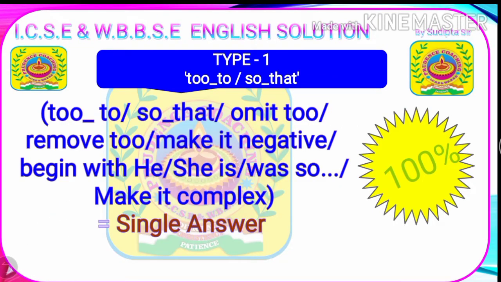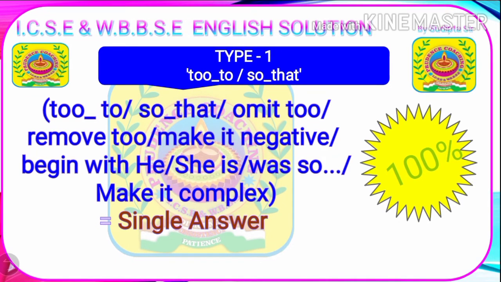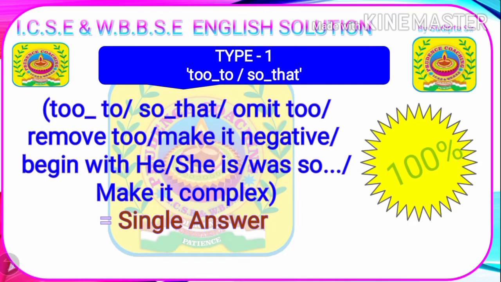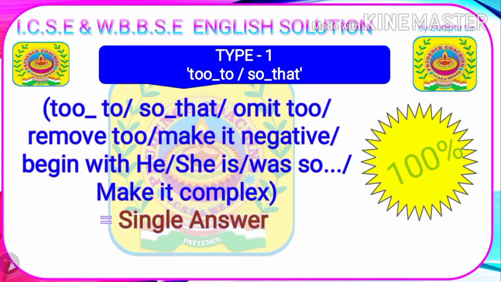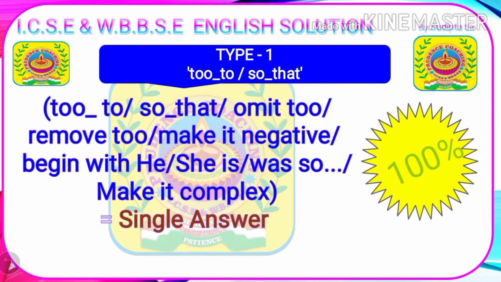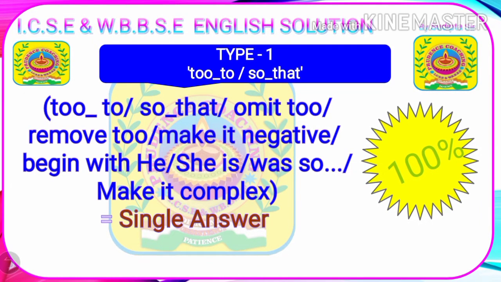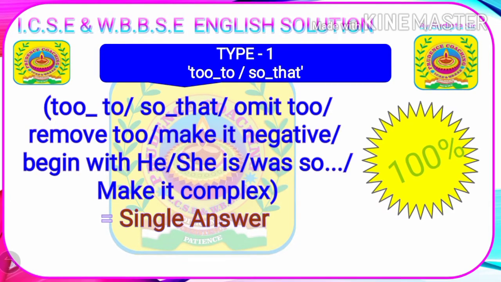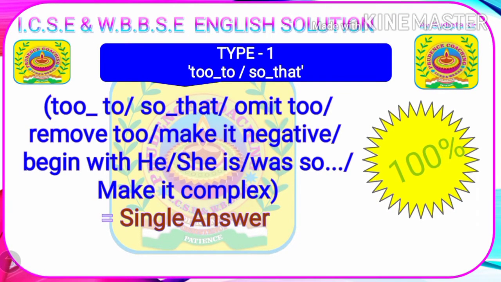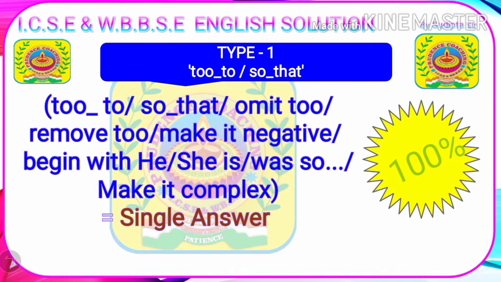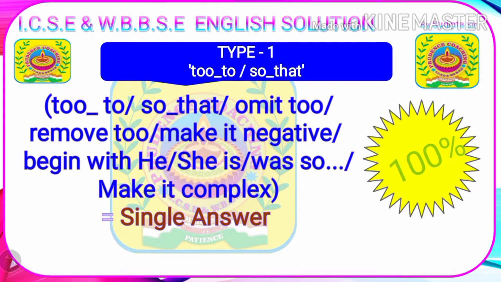Here we have given all types of phrases that can be used in the questions for a single answer. So this will help you better. Too, to, which can be replaced by using so that. For omit to, the question remains the same. Remove to, make it negative. Begin with he or she was so, and make it negative or make it complex. The answer will remain the same. So just understand a single pattern and you can answer several questions by this method. So too, to finally will be replaced by using so that, and this has a 100% chance for ICSE 2020.